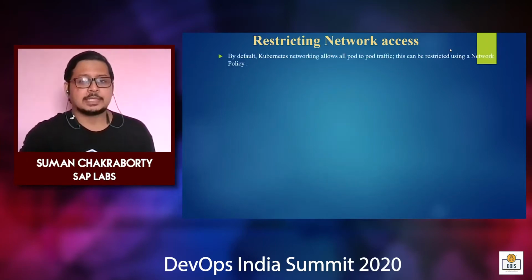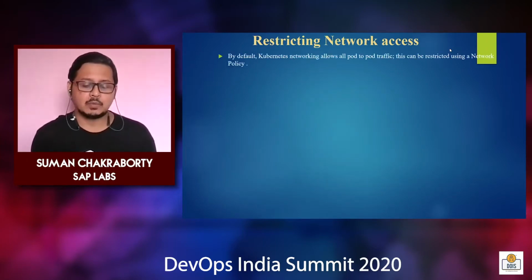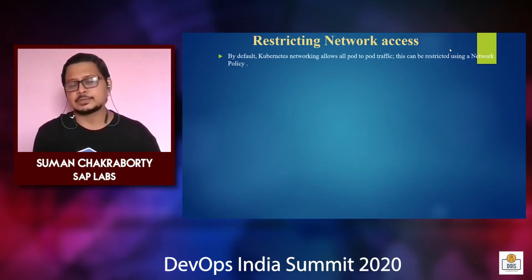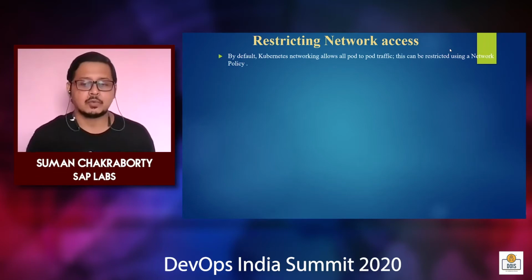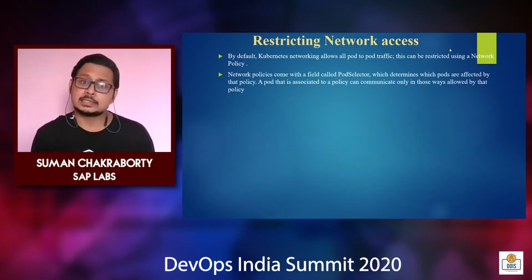Next is about restricting network access. With network access, we need to ensure that both the ingress traffic as well as the egress traffic are controlled. Specifically, we should ensure that network policies are monitored. And in the Kubernetes environment, this is done using the pod selector.